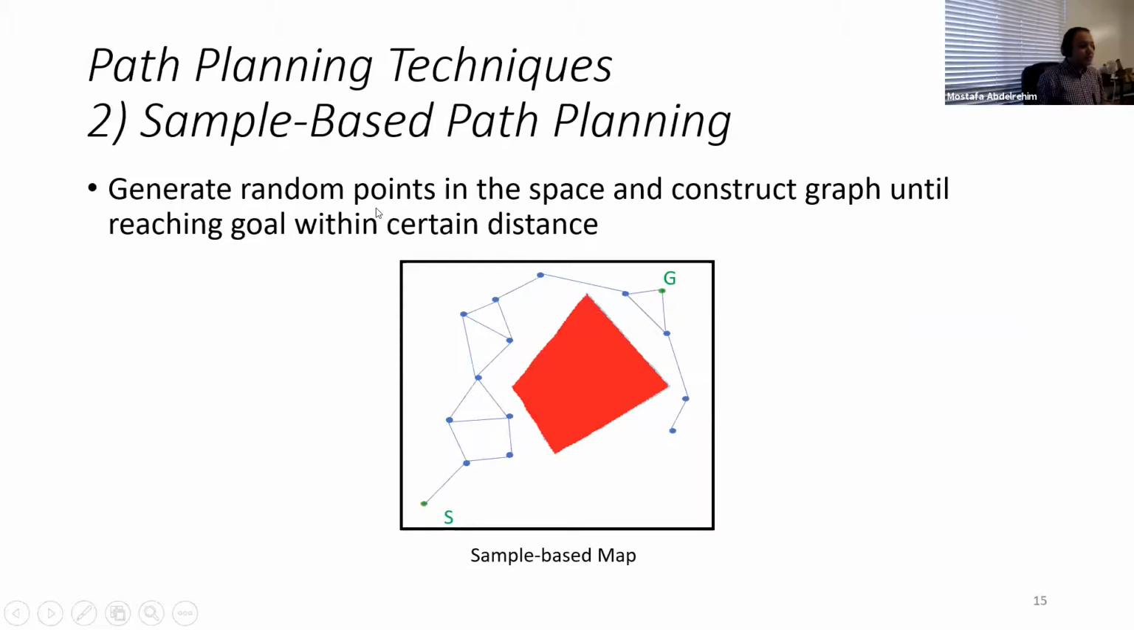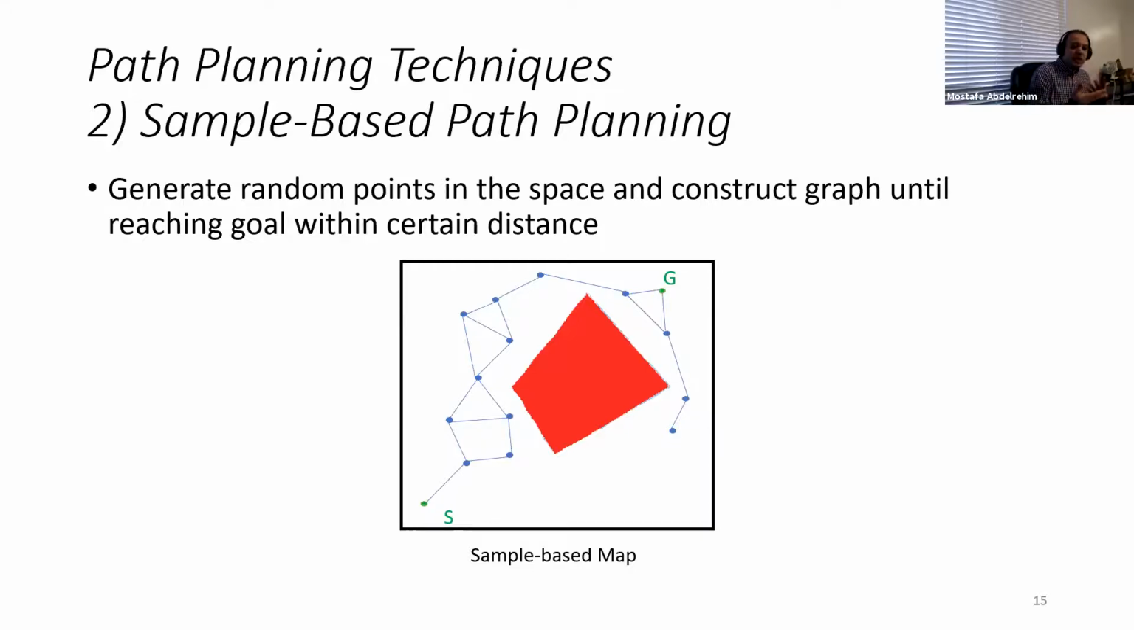So this was the first type, which is discrete planning. The second one is called sample-based planning. As we see with the discrete planning, we use a lot of memory, right? And maybe for some problems, we don't need such, maybe the obstacle is small, for example. So we don't need to discretize all the environment.